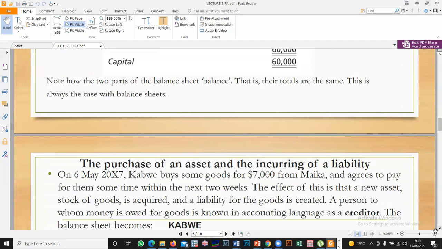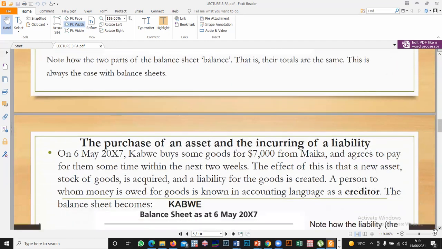Okay, now after buying that shop, let's look at the purchase of an asset and the incurring of a liability. Now, as a business, once you purchase that property, let's look at how we incur the liability, how we begin to pay out. Now on the 6th of May, after 3 days of the business, Kabe buys some goods for $7,000 from Micah, and agrees to pay for them sometime within the next 2 weeks.